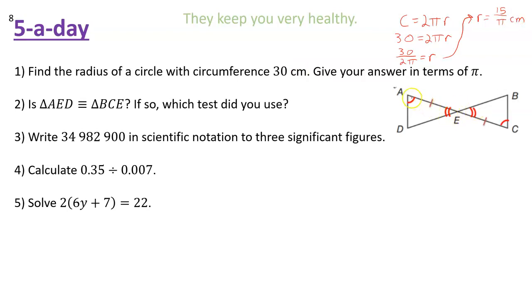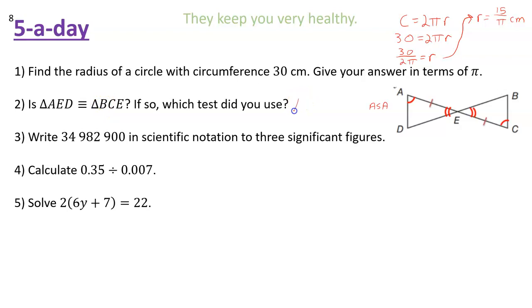In these two triangles here, this angle is equal to this angle, this side is equal to this side, and this angle is equal to this angle. So these triangles are congruent by angle, side, angle. However, this statement itself is not true because angle A does not correspond to angle B.